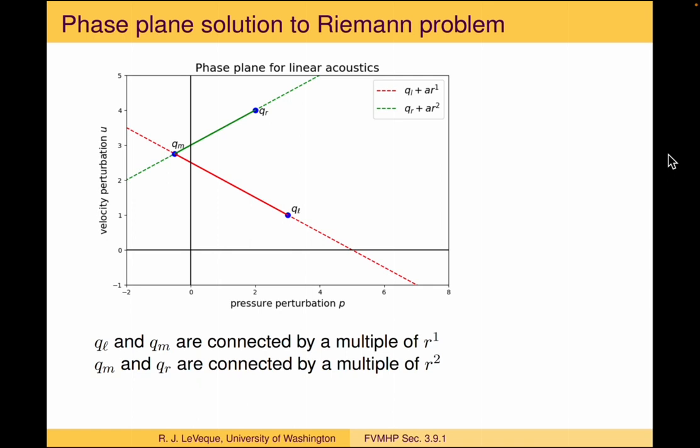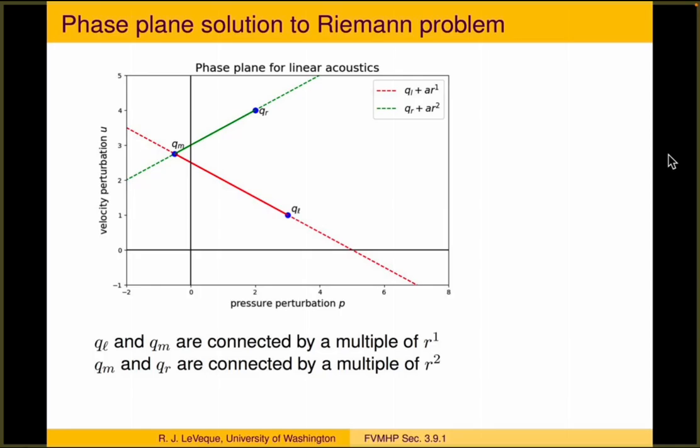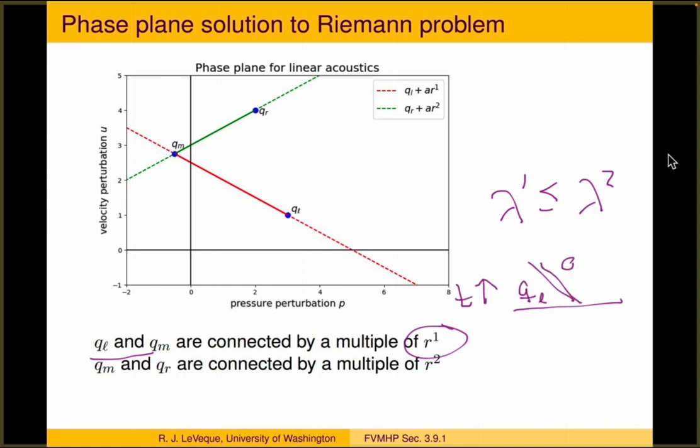I'm assuming here that I've ordered the eigenvalues. I'll generally assume this so that lambda 1 is less than or equal to lambda 2, so that we have to go from QL to QM by a multiple of R1. In order for this to make sense in the XT plane, we need the jump from QL to QM to be moving slower than the jump from QM to QR.